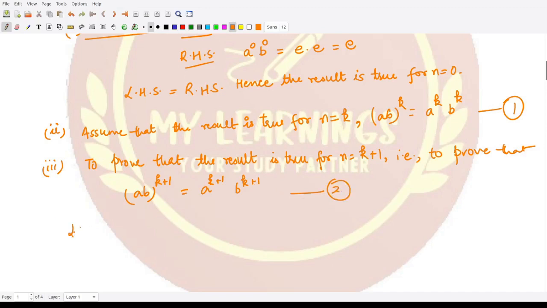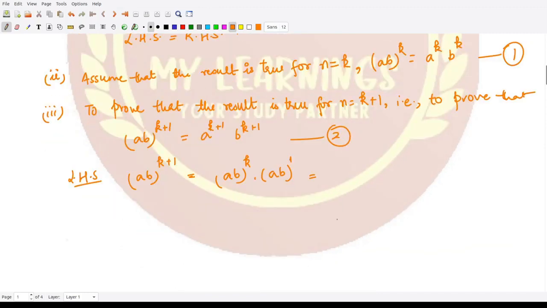So we take first of all the left hand side of it. It would be (ab)^(k+1). You can write it simply as (ab)^k multiplied with (ab)^1. There is no issue. So now we can make use of equation 1 and we can write (ab)^k as a^k and b^k, and this ab would be as such. Why is this so? Because we are using equation number 1.